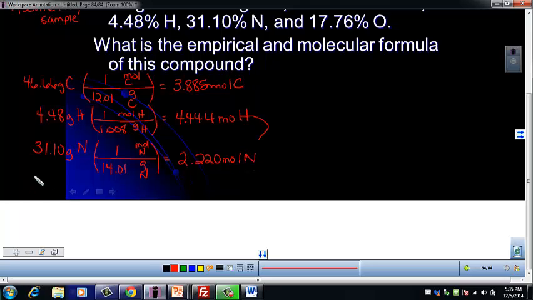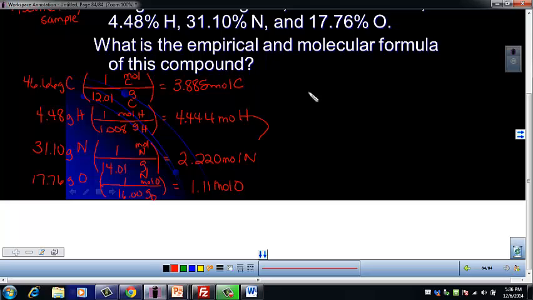And then 17.76 grams of oxygen, and we're going to set up a conversion for grams of oxygen to moles of oxygen. Sorry, it got a little tight there. I was trying to keep it on the slide. And 16.00 grams in 1 mole. And when you calculate that out, you get 1.11 moles of oxygen.